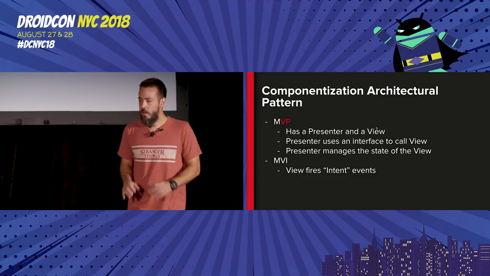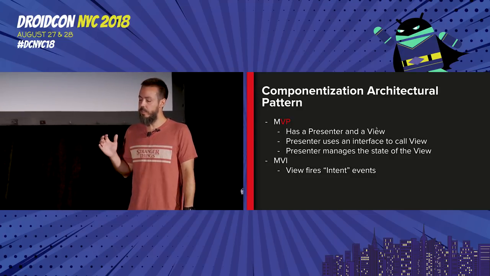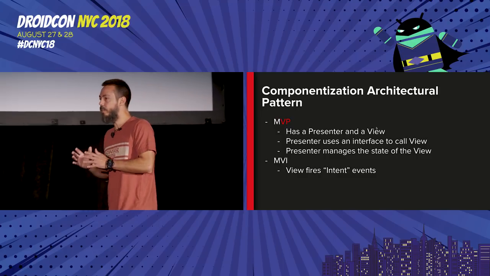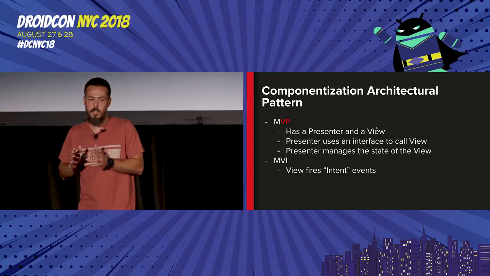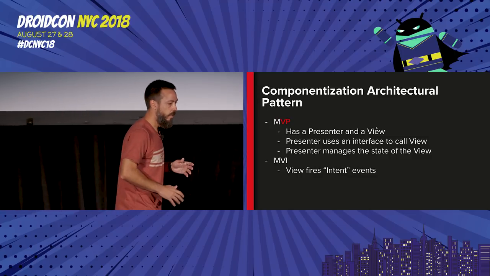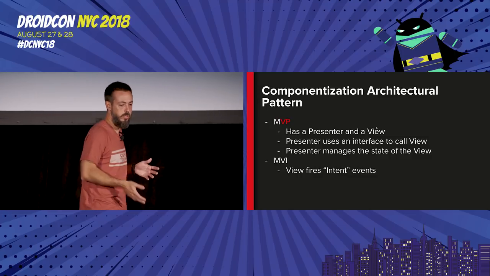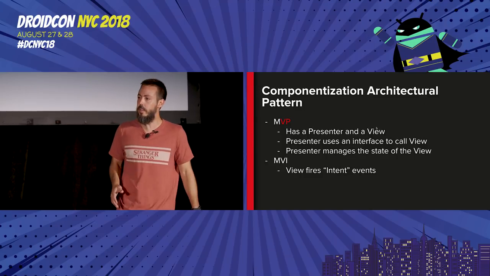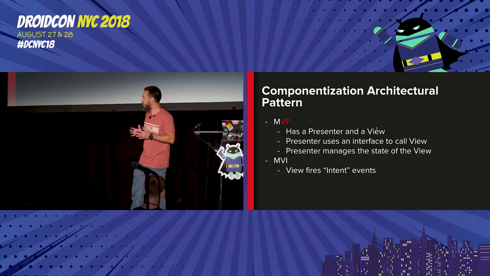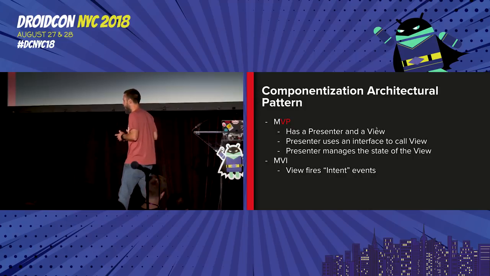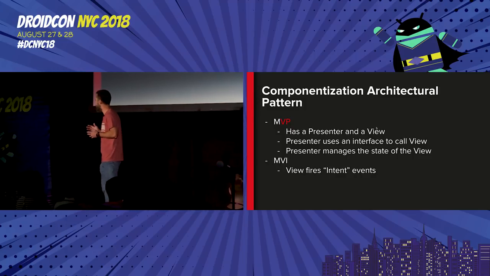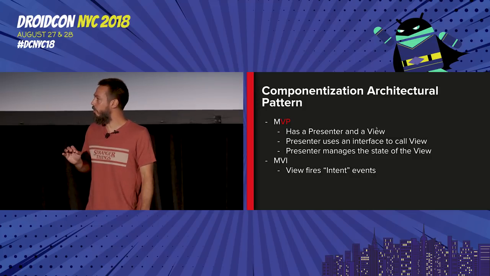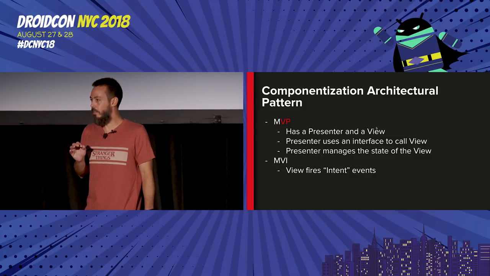From the MVP, we got the idea of a presenter and a view. The presenter communicates or calls the view using an interface that the view provides. That will make it a little bit cleaner. But we could have picked another approach. There are a lot of different ways of doing that. The presenter is the one that has the business logic, and it will maintain the state of the view. The view is completely stateless. And the view here is not the Android view. And it's not the fragment.